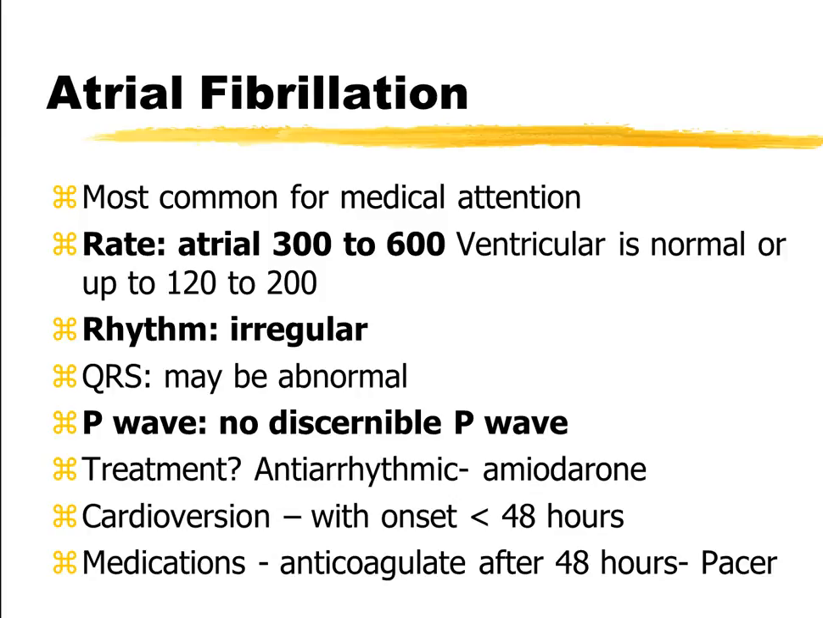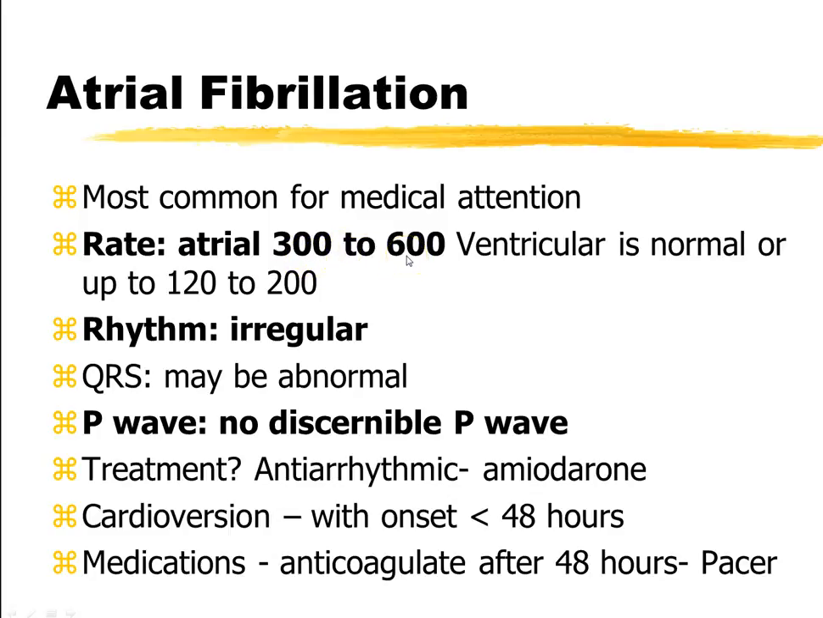Atrial fibrillation. Okay, so we're going to look at this again, go through that same process of what is the rate. And you're going to see here that your rate is usually, well, it could be either one. It could be fast or slow. But we're going to have a really hard time figuring out where that P wave is. Now, I put up here the atrial rate of 300 to 600.